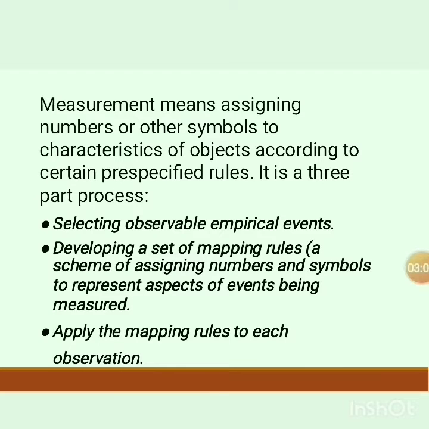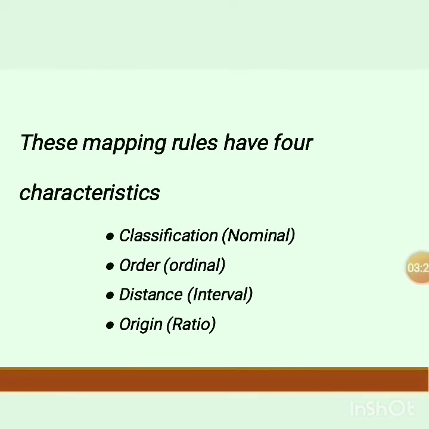Now, the third step is to apply this mapping rule to each observation. I cannot change this rule in between any measurement. So this is the measurement. Now, these mapping rules have four characteristics depending upon the kind of processing we do.